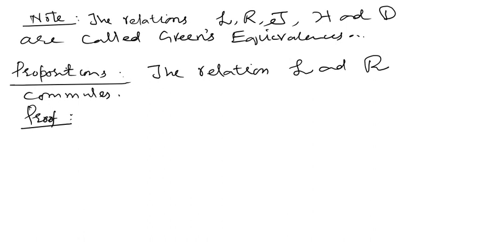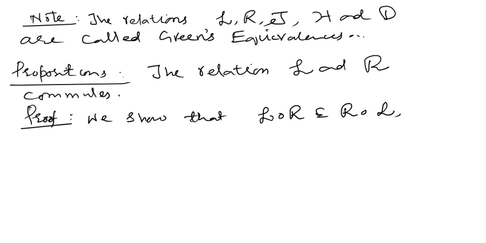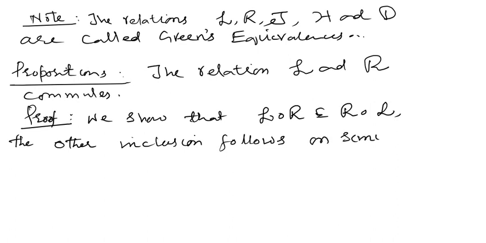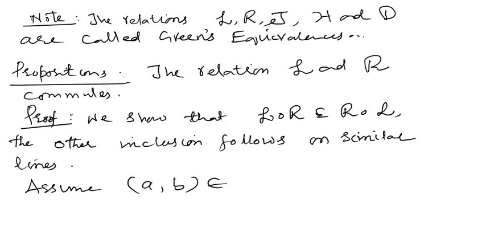We show that L composition R is a subset of R composition L. The other inclusion follows on similar lines. So assume, let's take a pair in L composition R, and we show that it is in R composition L.